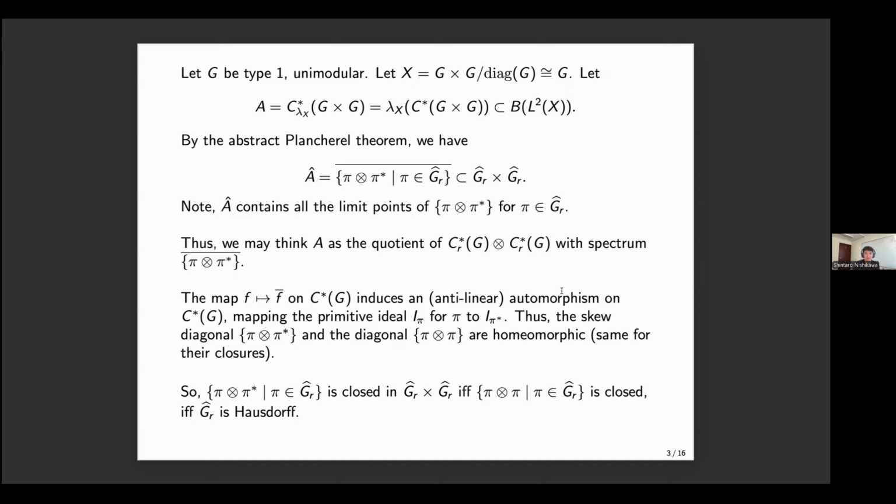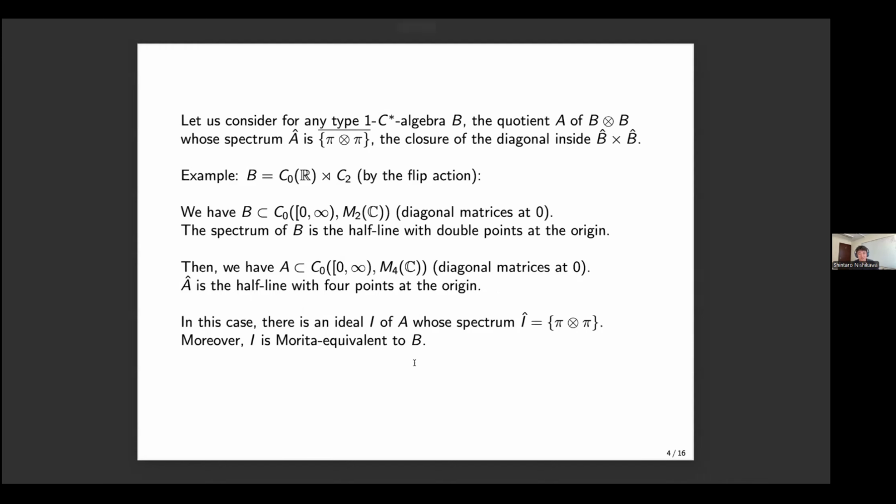Okay, so what I want to talk about is this. I think it's nice to consider first a baby example. So let's consider any type 1 C-star algebra B and then consider a quotient A of B⊗B. Okay, so forget about the skew diagonal π⊗π*, but let's consider some general situation. So take a C-star algebra B, take B⊗B, and then take a quotient π⊗π with a spectrum π⊗π closure. This you can always do for a type 1 C-star algebra. Yeah, it's a funky thing to do, but you can do this. And then, well, let's see what happens.